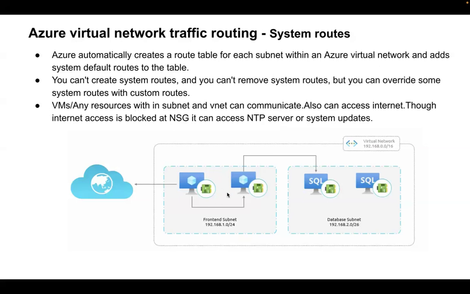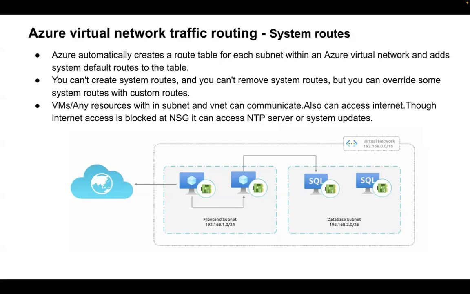Azure automatically creates a route table for each subnet within Azure Virtual Networks and adds system default routes to the table. So you don't need to create a different route table if you are adding any VMs. Azure automatically maintains it. You can't create system routes and you can't remove system routes. You can't remove or update anything on these. But you can override some system routes with custom routes. We'll come to that in the next one.